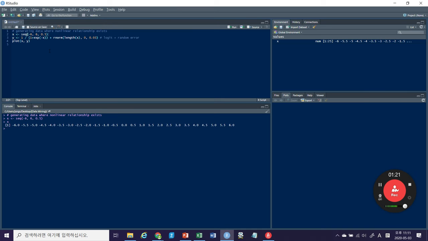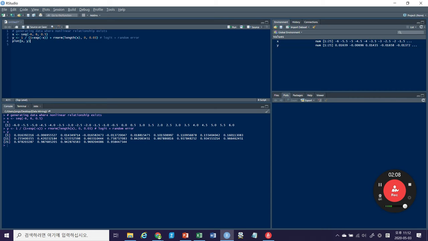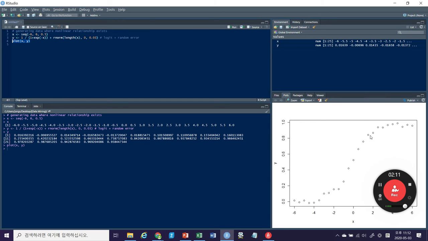Okay. And then to generate the y value, in fact, I used the sigmoid function, 1 over 1 plus exponential minus x. And after this formula, I added a random error from the rnorm function. So what I did is generate random numbers from a normal distribution, where the mean is 0 and the standard deviation is 0.03. And here the length of x is the number of x values, that is 25. So by running this code, we can generate y values, and because this is only one x and only one y, we can plot those data points in two-dimensional space, and the data looks like this.